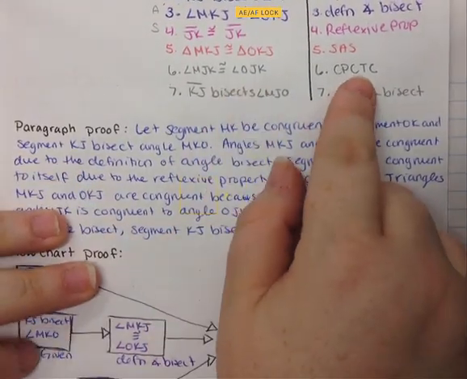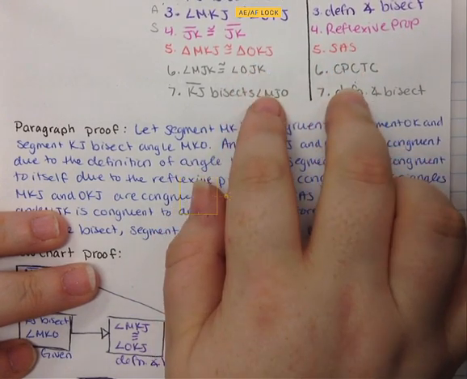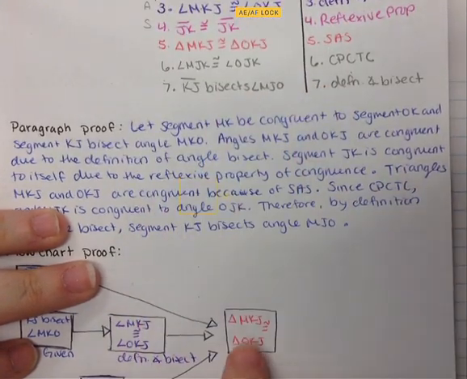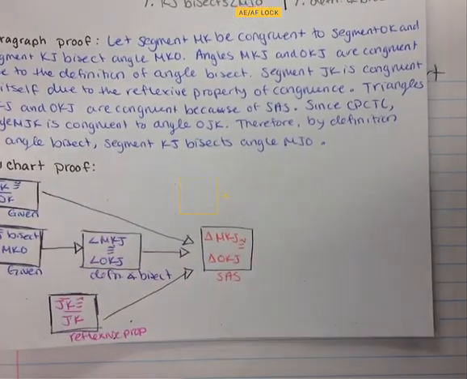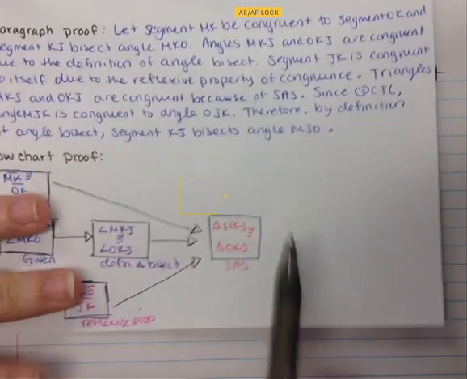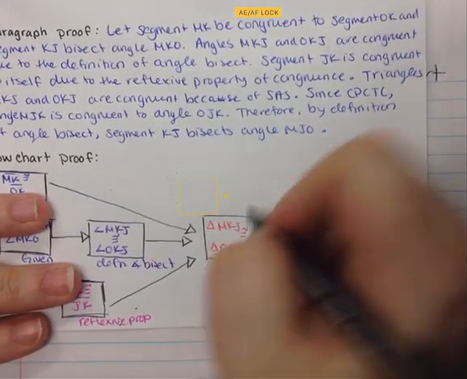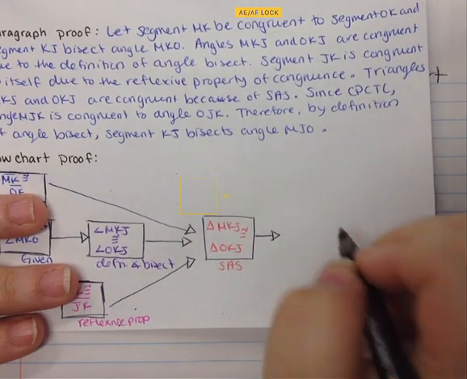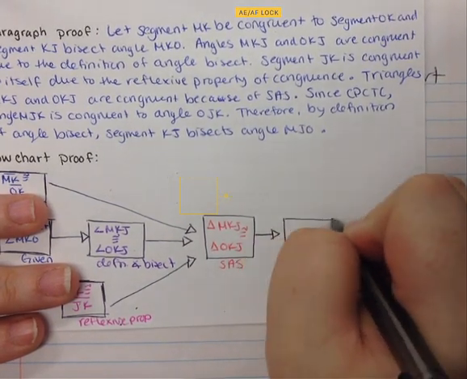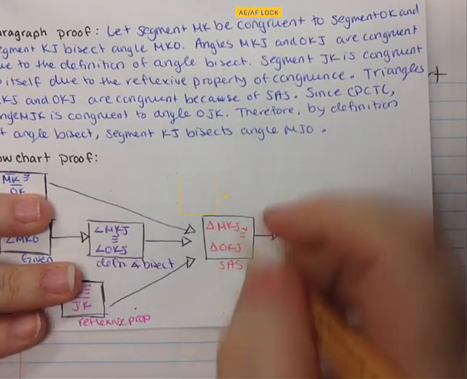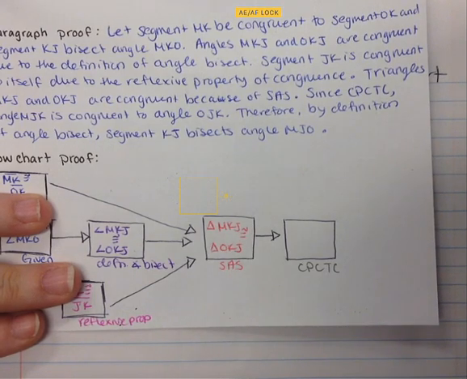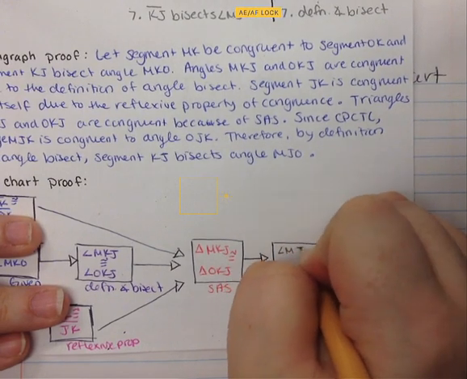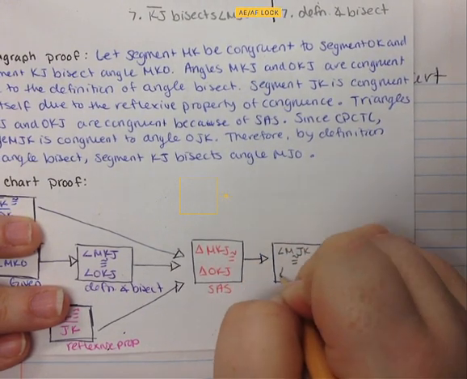The CPCTC and the definition of angle bisect, these 2 parts right here, all came from because we have the triangles are congruent. The triangles are congruent leads to CPCTC, because corresponding parts of congruent triangles are congruent. So I can actually lead automatically to CPCTC, because the triangles are congruent. So that statement that we said in statement 6 was angle MJK is congruent to angle OJK.